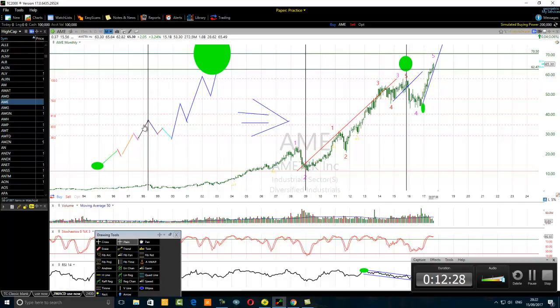So if you see an impulse wave, and the correction did not come to the beginning of the first impulse wave, we will expect a continuation in the direction of the impulse wave. The impulse wave is always in the direction of the bigger trend or the bigger move. There is a move that is underway, and we analyze the structure of the first move that will give us the direction of the move that is likely to continue.